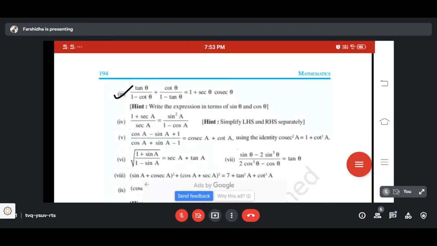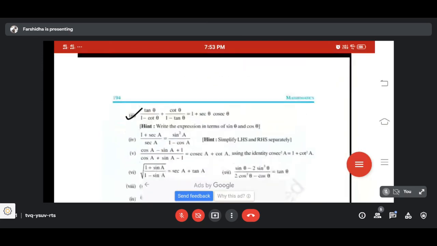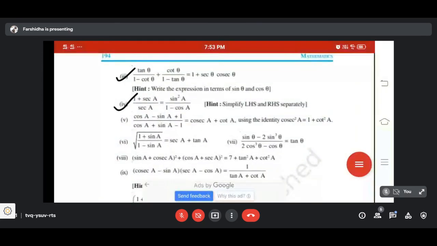Okay, sub question 4 of question number 5. We need to prove that (1 + cosec A) / cosec A equals sin square A by 1 minus cos A. So first of all, we'll start from the LHS side and we'll get a value. After that, we'll simplify the RHS side and finally we'll prove that LHS equals RHS. So start with question number 4.